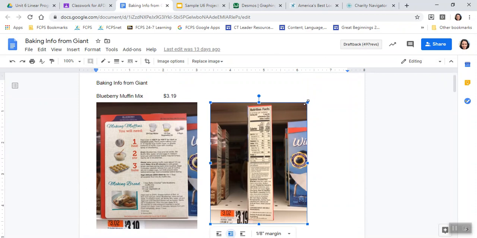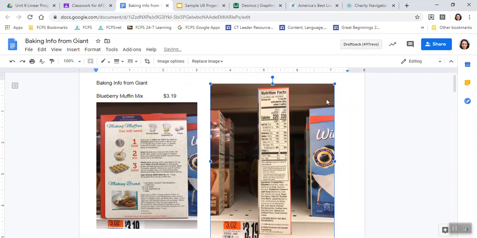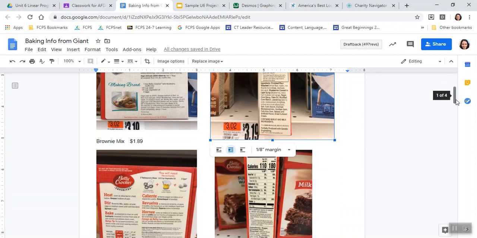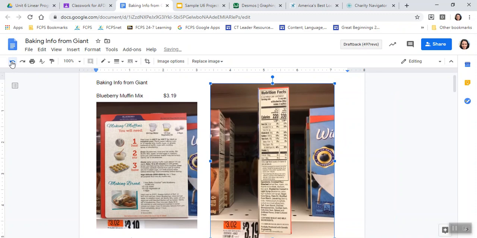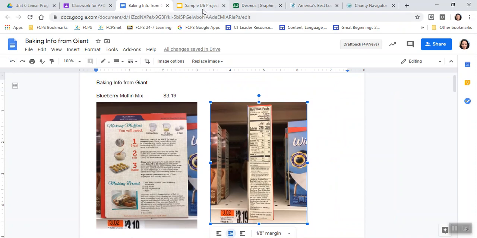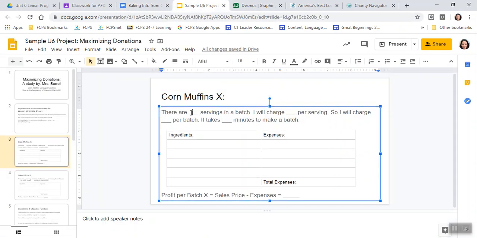This one right here, if I make it big, I can see how many servings are in the container. Okay, so it says 6 servings in a container, which doesn't, oh, that's because that makes 2 muffins. So I'm going to actually say that this makes 12 muffins, 6 servings, but a serving is 2 muffins. So there are 12, makes 12 muffins.